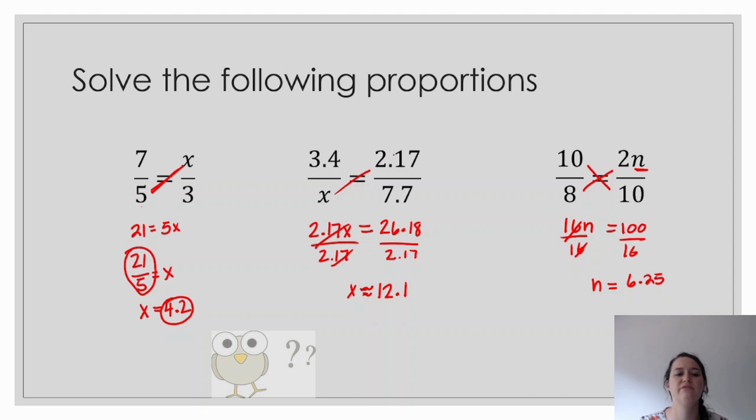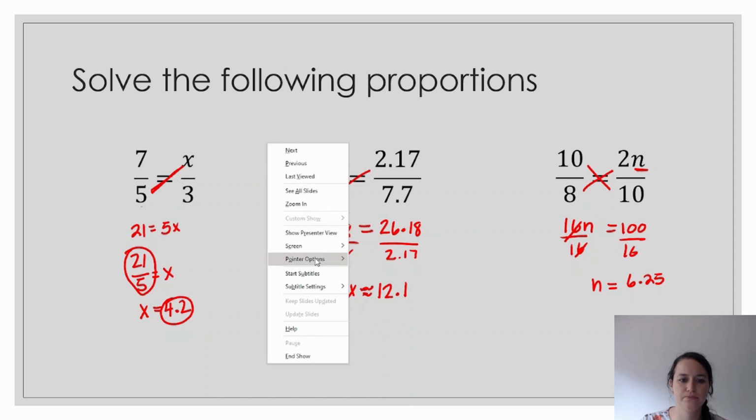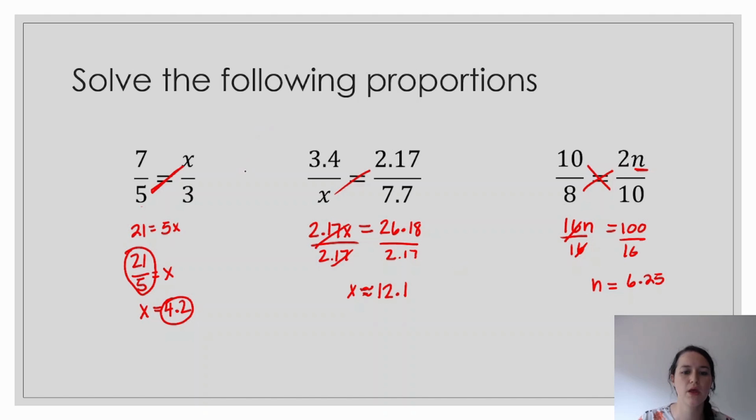Now, what if I wanted to go back in, and what if I wanted to check all of these? What if I wanted to see if I was right? Well, first off, I am going to change colors. Let's go purple. All right. I'm going to take whatever I got, and I'm going to plug it back into my value. Keep my calculator ready.